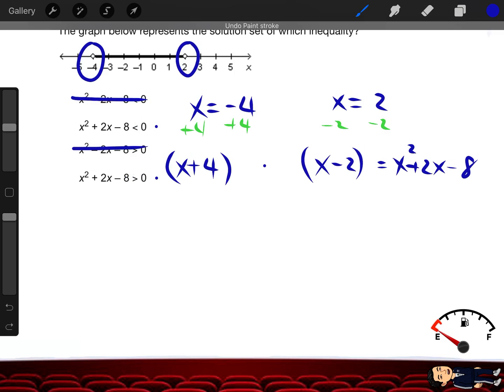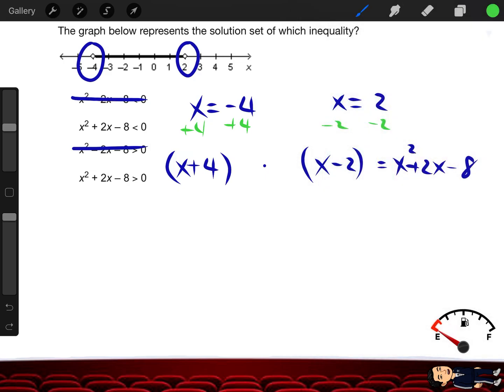So let's analyze this. Every time you see the solution, it's going to be in between two critical points. This is usually from the less than symbol. The less than is going to give you the solution between two critical points. So you want to choose letter B.